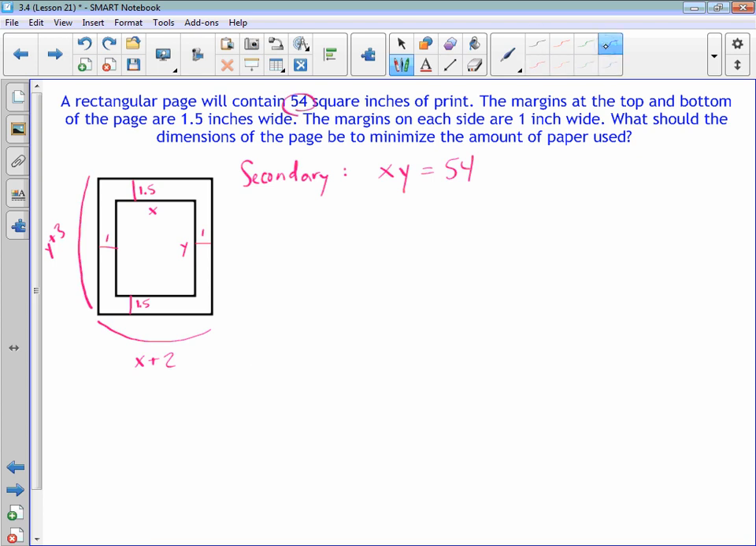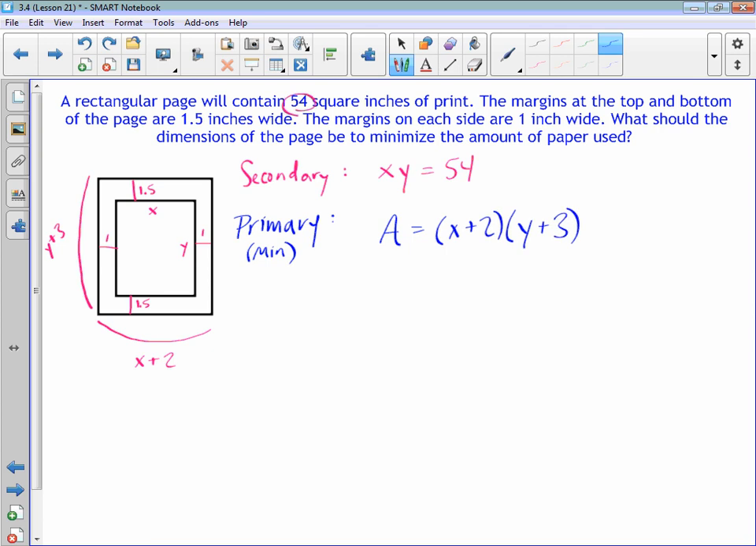Okay, so now it says, what should the dimensions of the page be to minimize the amount of paper used? So what's my primary equation? So I'm trying to minimize. And what am I trying to minimize? The amount of paper used, which would be what? The area, right? So my primary equation is an area. And I want the area of the entire page, so how do I find the area of that entire page? Okay, so x plus 2 times y plus 3.